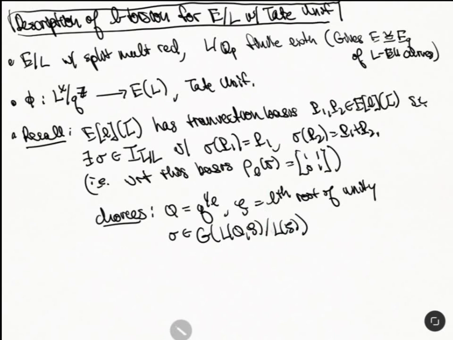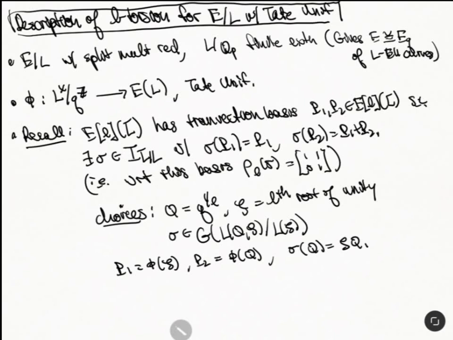So this is the inertia part of this extension, and so we'll have that P1 is phi of zeta, and P2 is equal to phi of Q. And so sigma, since we have a Kummer extension, sigma of Q is zeta Q. All right, so these are the choices that we have.